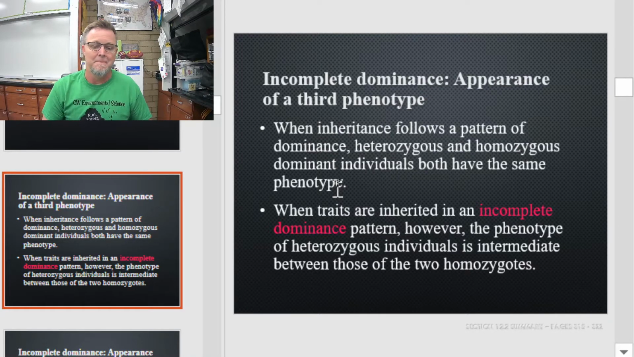Read what this says. When inheritance follows a pattern of dominance, heterozygous and homozygous dominant individuals both have the same phenotype. When traits are inherited in an incomplete dominance pattern, the phenotype of the heterozygous is an intermediate between the two homozygotes. So what that means is if I was big T, as a pea plant, I'd be tall. If I was big T, using Mendel's simple dominance idea, I would be tall. If I was little t, I'd be short. Well, if we use incomplete dominance, here's the problem. Big T, little t would be medium size, okay?